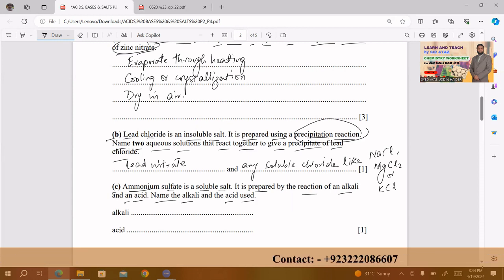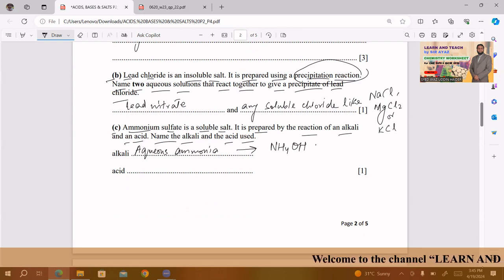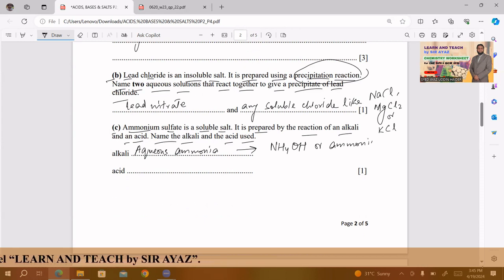So, the alkali must be ammonia or aqueous ammonia. You can write aqueous ammonia. It contains the ammonium ion here. Aqueous ammonia is NH4OH, or ammonium hydroxide.